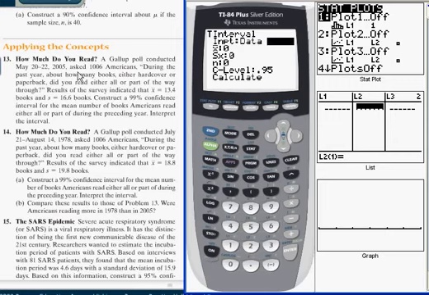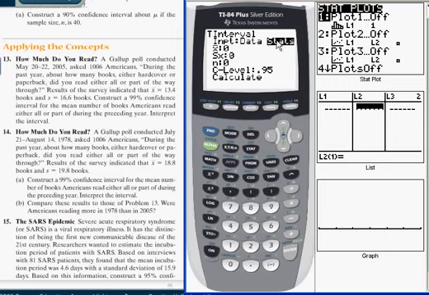I'm going to look at problem 13 on page 431 in section 9.2. And you can see here it reads, a Gallup poll conducted on such and such a date asked 1,006 Americans during the past year, about how many books did you read? And the results of the survey indicate that of those 1,006 Americans, the mean number of books read was 13.4 with a standard deviation of 16.6. And you're asked to construct a 99% confidence interval for the mean number of books all Americans read during the past year. So in this case we're presented with the descriptive statistics of the sample as opposed to having the 1,006 data points.